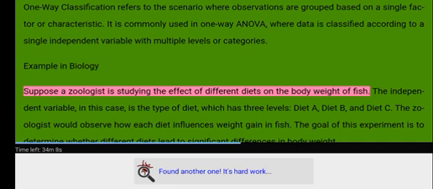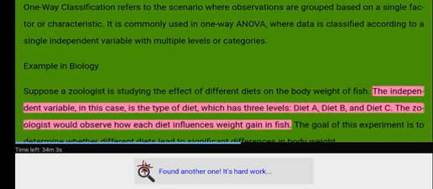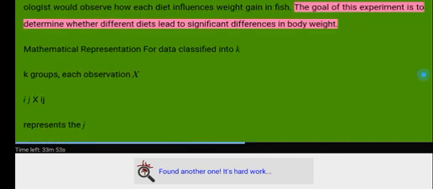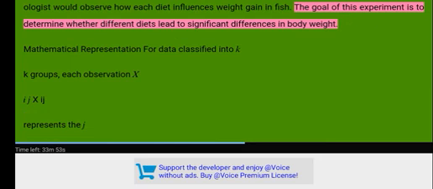Suppose a zoologist is studying the effect of different diets on the body weight of fish. The independent variable, in this case, is the type of diet, which has three levels: diet A, diet B, and diet C. The zoologist would observe how each diet influences weight gain in fish. The goal of this experiment is to determine whether different diets lead to significant differences in body weight.